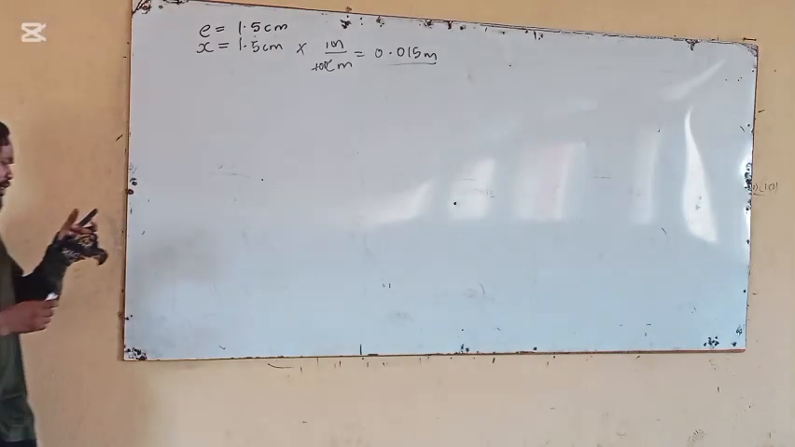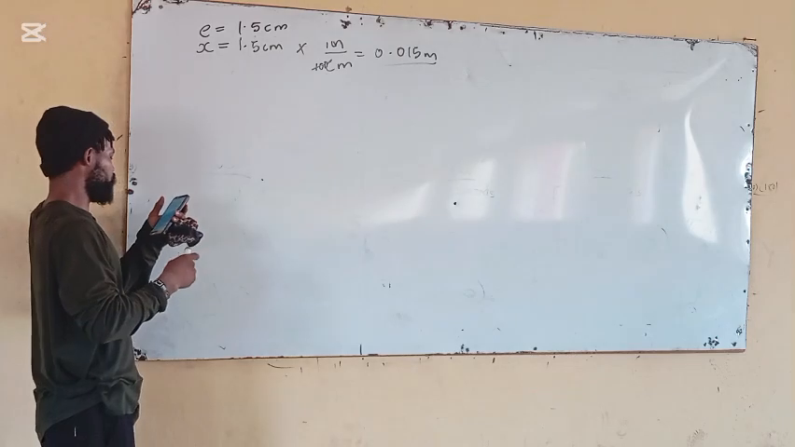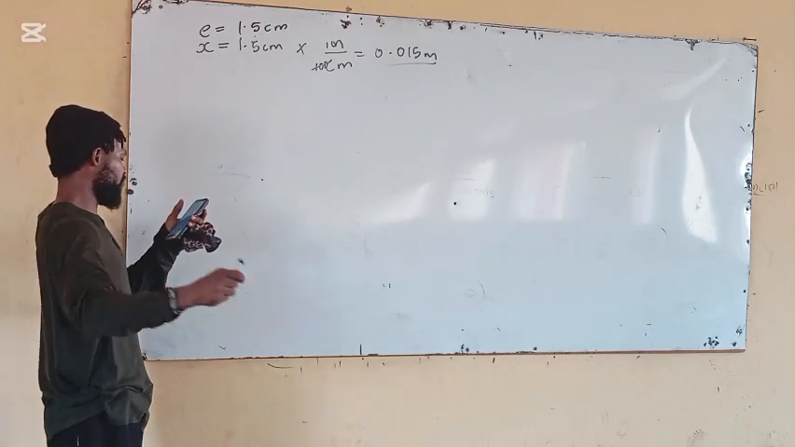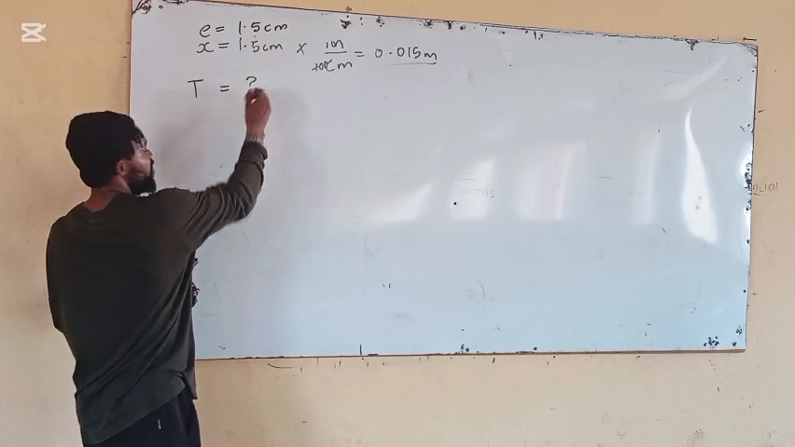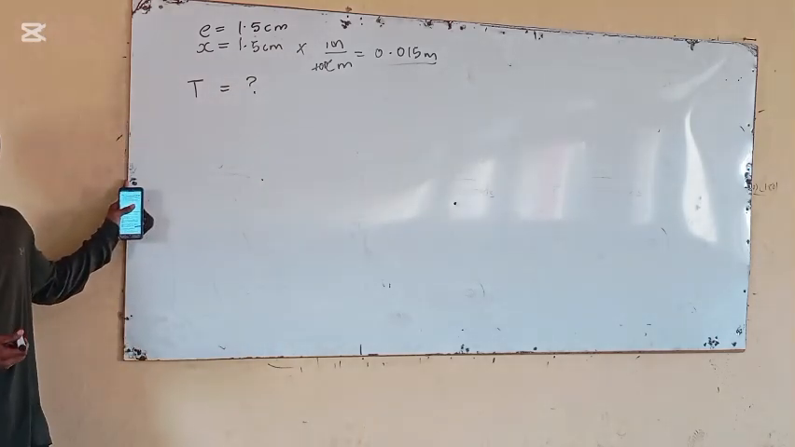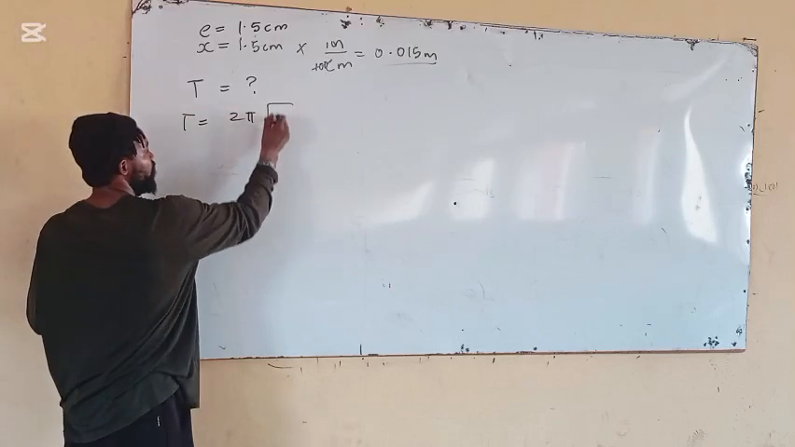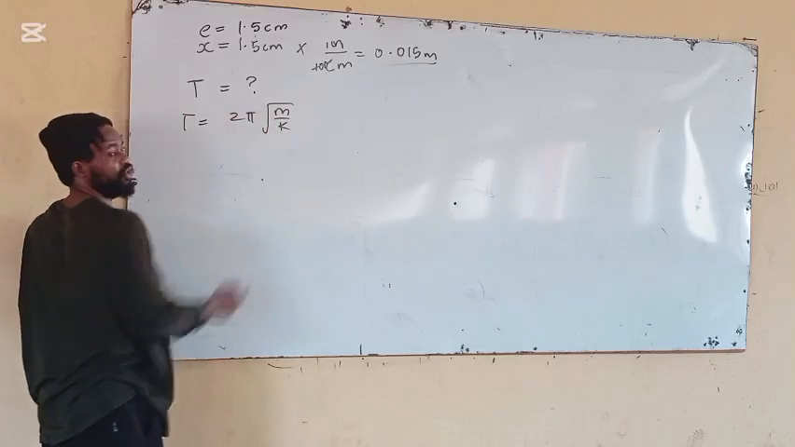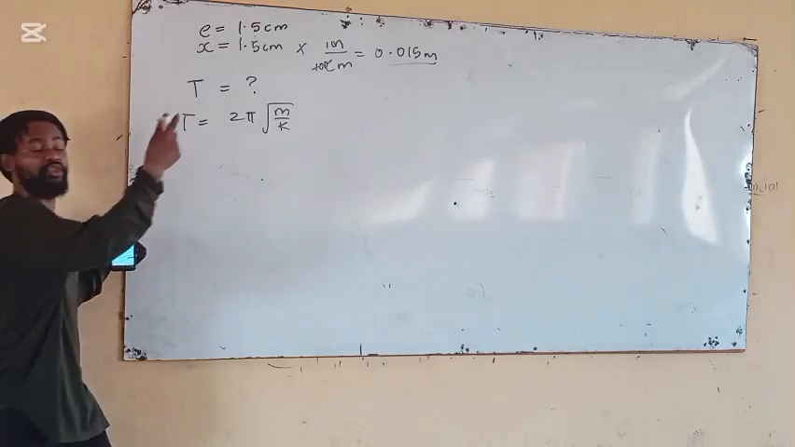Then the next said, if the mass is set into vertical oscillation, calculate the period. That is T is what I'm looking for. I don't know it, but we know that for a spring, according to the question, T is simply equal to 2 pi root m over k. Is it not clear? Yes. So please, you also need to go and write your work somewhere close to that.